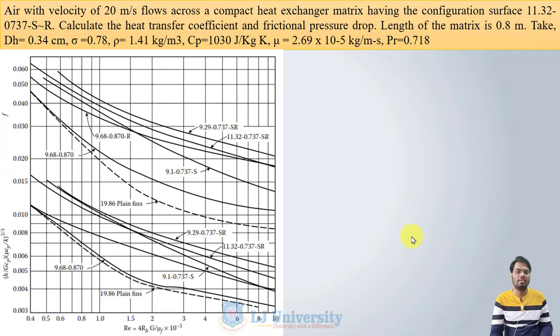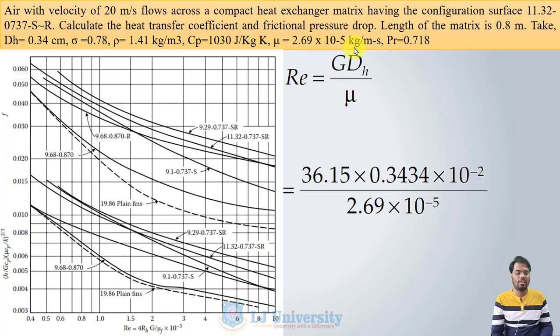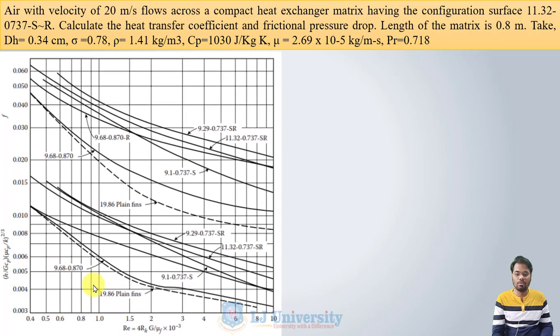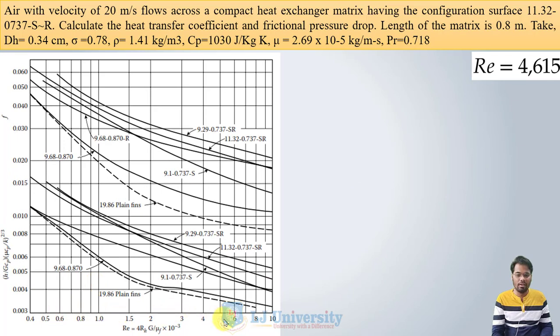Now from this value we can easily find the Reynolds number by GD by mu. This is the hydraulic diameter. The value of hydraulic diameter is already given in the question, which is 0.34 centimeter. Mu, the value of viscosity, is also mentioned, 2.69 times 10 raised to minus 5. Putting the values in this equation, we will get Reynolds number as 4615. So now 4615 times 10 raised to minus 3, that is 4.615. So 4.615 is nearly here.